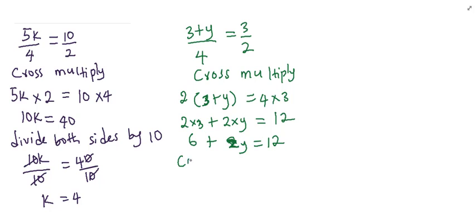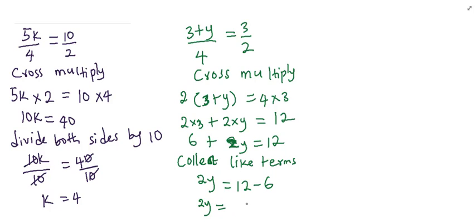Now what do we do? We can collect like terms here. Please look out for this very well. Collect like terms. We are going to be left with 2y is equal to 12 minus 6, right? Because this 6 is moving over to the numeric values while the 2y remains here. Then 2y is equal to 12 minus 6, which is 6. Let's continue from this point. So we are going to be left with 2y is equal to 6.